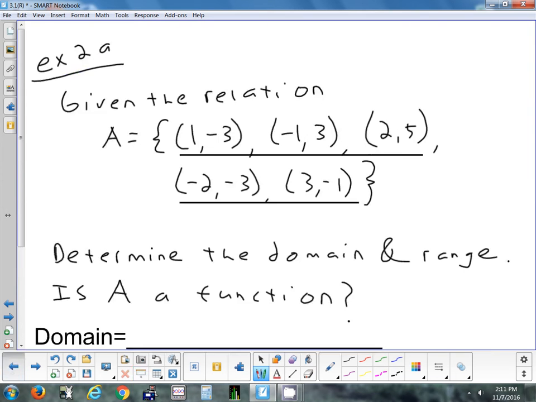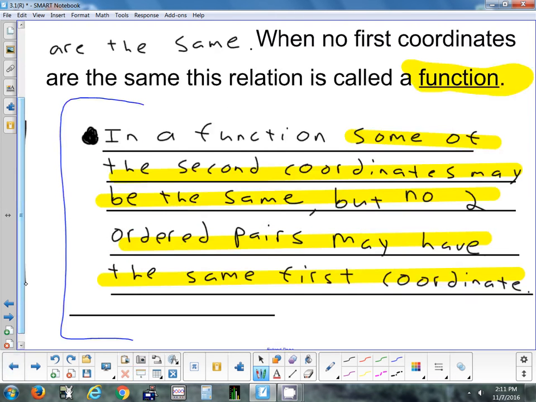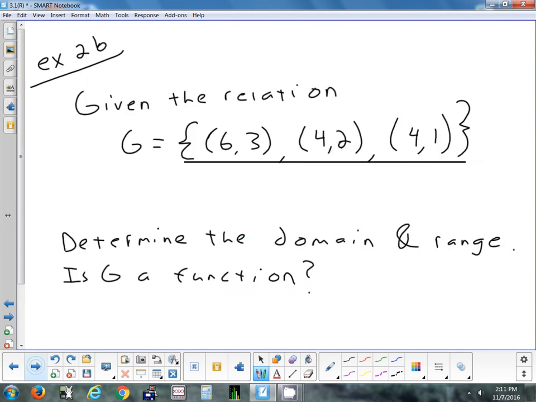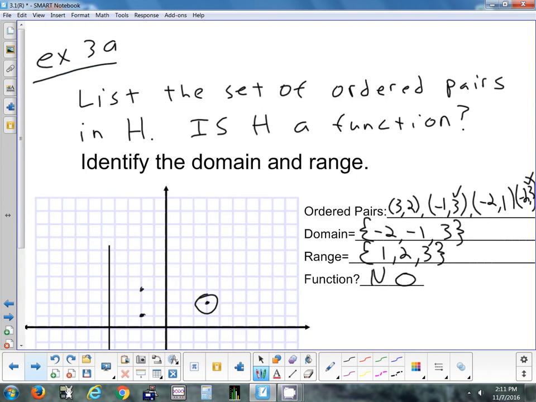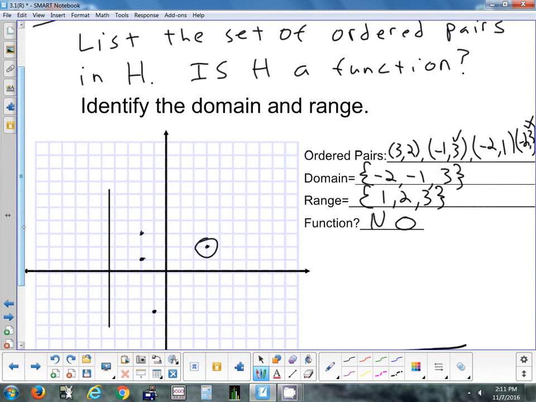Look back at what we said right here. Some of the second coordinates could be the same. So the threes, that's okay. It's the first coordinate that matters. So the fact that the threes repeat, that's okay. And they also don't repeat because one of them's negative and the other one's positive.